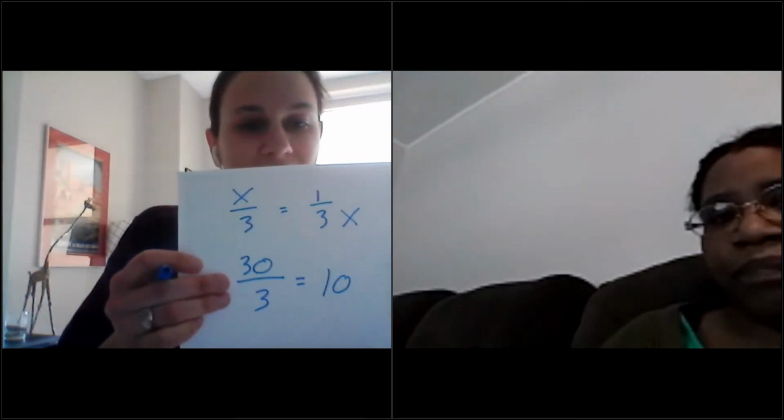And a way to check these problems, just to make sure I get the right answer, is to use a number for X. I would pick a very easy number that is divisible by 3. Let's say I do 30. So 30 divided by 3 is 10, which is our same equation as X divided by 3.